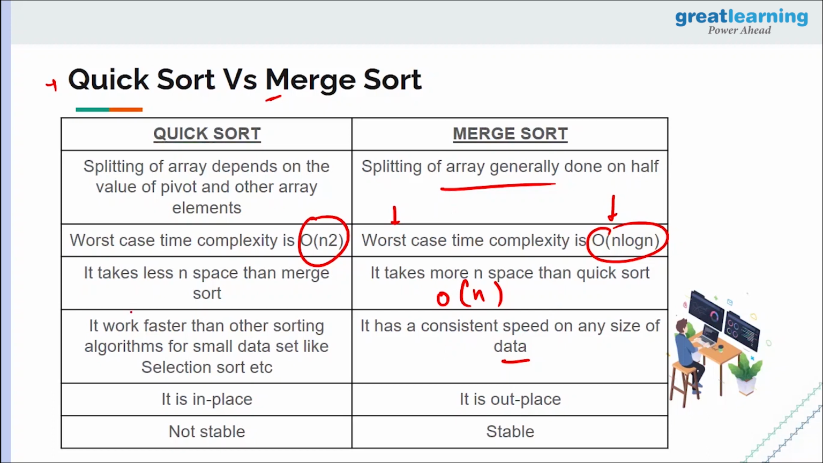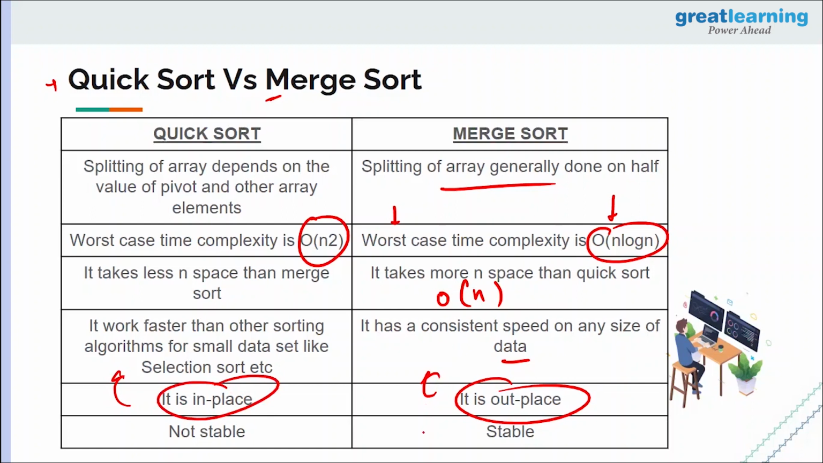If you talk about quick sort, it is faster than other sorting algorithms for small data sets, like selection sort. In selection sort, if the data set is small, it will take comparatively more time, so quick sort will be faster than selection sort in that case. If we talk about using the array that is there and inserting values in that same array, that is not the case in merge sort. We are using extra memory, that is, this is an out-of-place algorithm, and in this case it is an in-place algorithm because we are not using any extra space.